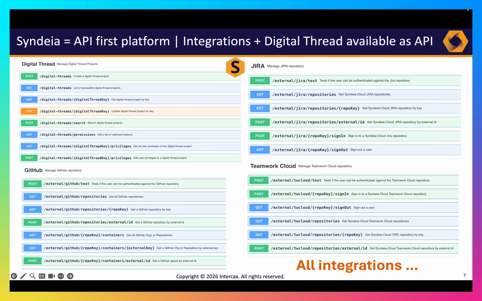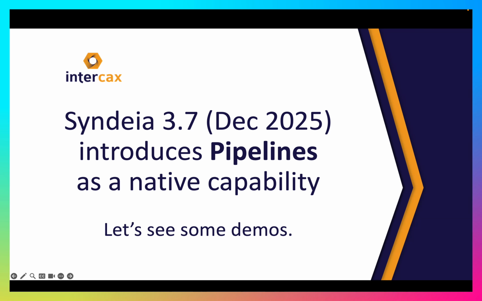All capabilities and integrations in Syndeia are available as API endpoints using a common unified data model. So whether you want to talk with Jira, GitHub, Teamcenter, or Teamwork Cloud, Syndeia API provides a simplified, unified gateway. We have been using Syndeia's API to build pipelines using traditional CI/CD tools, and something just didn't feel right for the reasons I shared earlier. The Syndeia 3.7 release in December brings pipelines as a native capability.